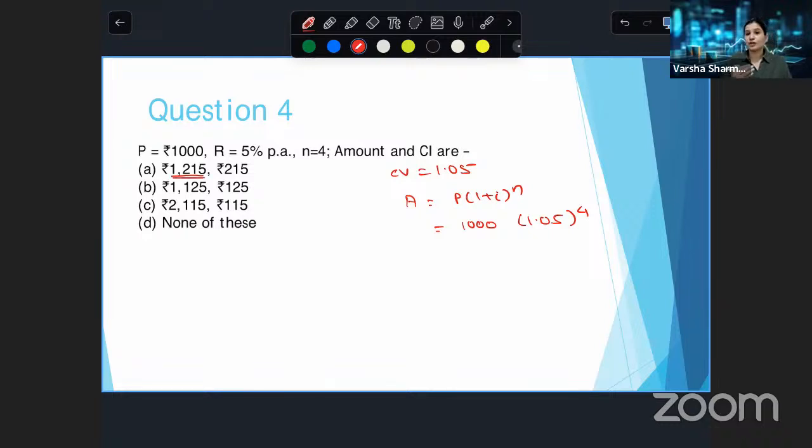But since in our options we also have none of these, the compound interest may vary in case. So that's why we also check for compound interest. This is 1215.50. So your compound interest will be 215.50. So 0.50 we can adjust. Any doubts? Clear?